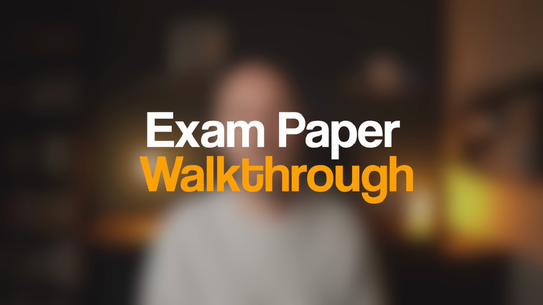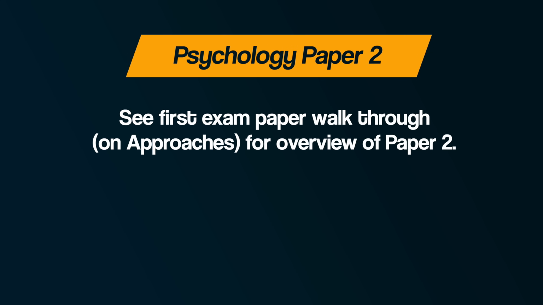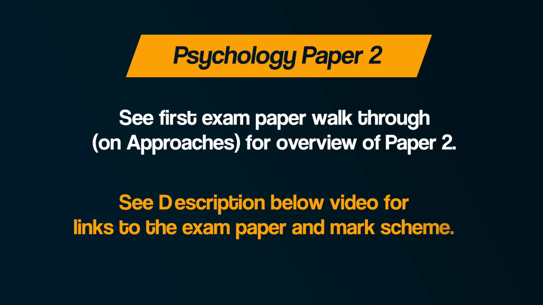This video is an exam paper walkthrough of the 2022 Paper 2 exam paper, specifically Section C, the Research Methods topic. In a previous video I gave an overview of the paper with some general tips and advice for Paper 2, so do check that out if you haven't already done so, and you'll find links to the exam paper and mark scheme in the description below. Remember to pause the video and have a go at the questions yourself first, looking for the command words, topic and marks available before I walk you through it.